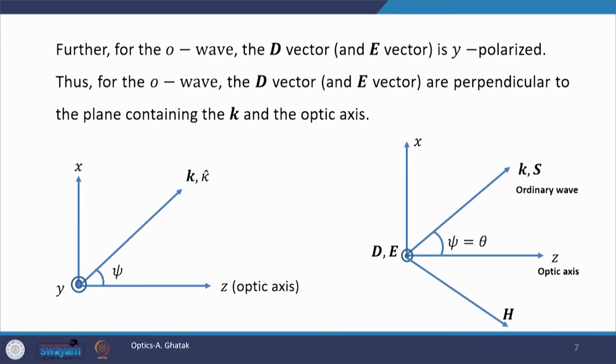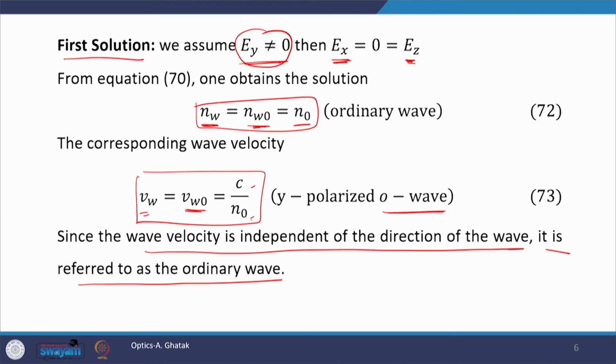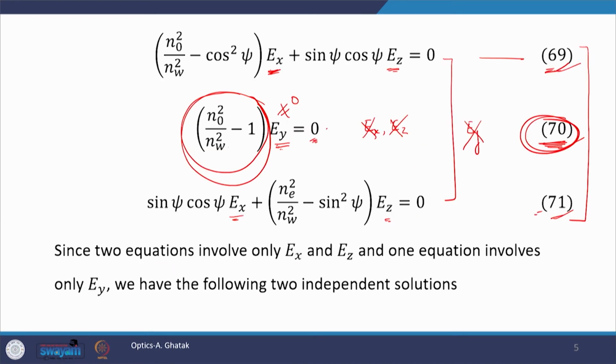Now, further, for the O wave, the D vector and E vector are y polarized, because D is in the direction of E. Why is D in the direction of E? Let me remind you that these were equations 69, 70 and 71. These were the three equations which were written in component form, and these are nothing but the D is equal to epsilon E relation. But since we are dealing with an anisotropic crystal, epsilon is a tensor, and therefore we wrote D is equal to epsilon E in component form, and this gave us these three equations.